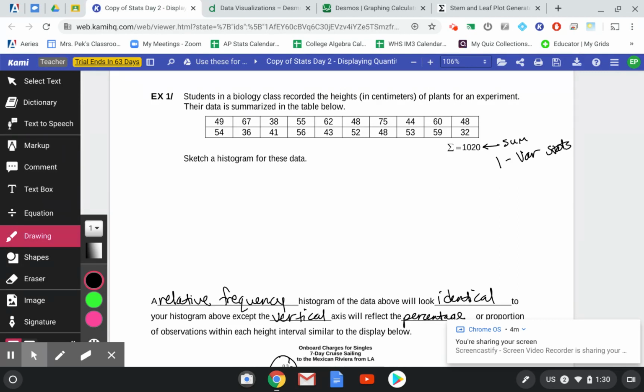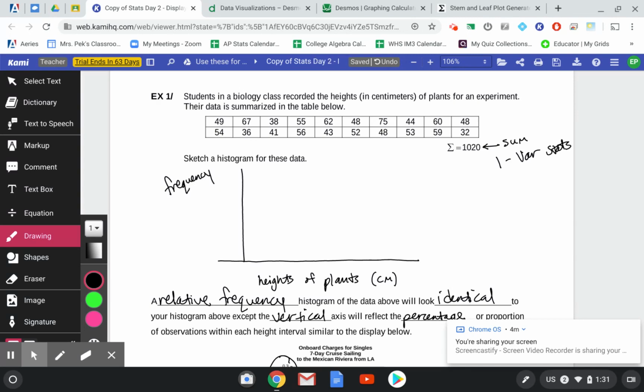All right, so sketching a histogram, before we need a calculator, we can at least set this up, label our axes, scale our axes, that sort of thing. So our horizontal axis is going to be our plant heights, so heights of plants, and we want to make sure that we include the units because centimeters or feet are very, very different. So we want to make sure what these numbers represent. And then here we're just going to do a frequency histogram for this example.